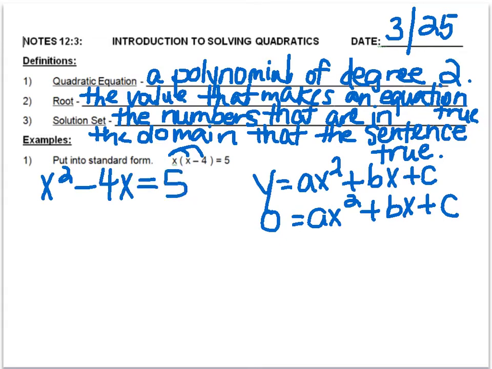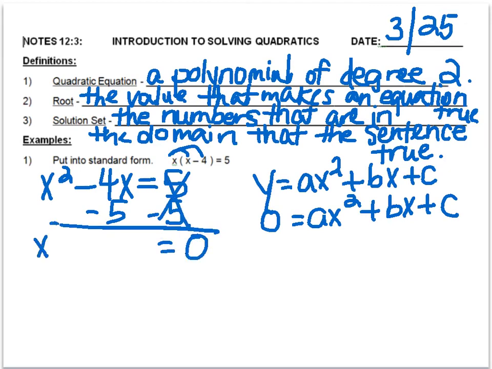And I want the equation to equal 0, so I want to put the 5 over on the opposite side by subtracting 5 from both sides and getting 0. Now there are no terms to combine with the 5 on the left-hand side, so I just write it out as x squared minus 4x minus 5 equals 0. And that's all they want us to do for number 1, is to put it into standard form.